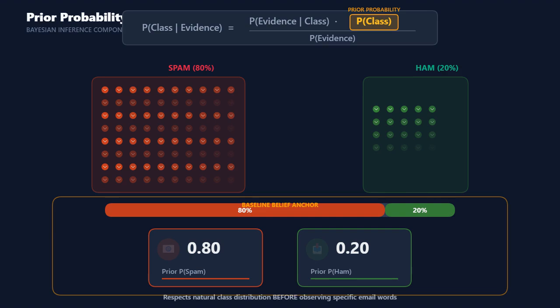This acts as a powerful anchor, ensuring that our classifier respects the natural distribution of classes in our dataset before analyzing the specific words of a new message.